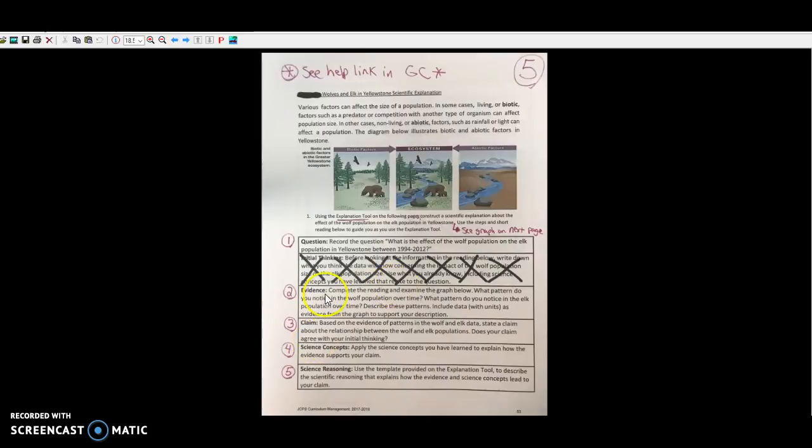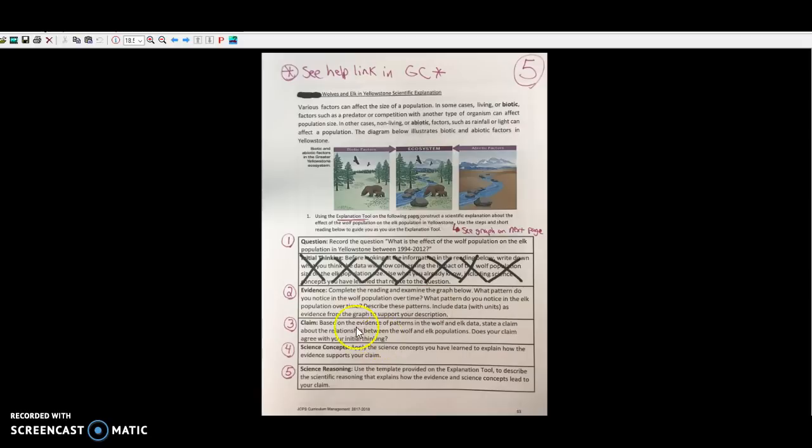So for step 2, we did it. It says complete the reading, examine the graph below on the other page. What patterns do you notice in the wolf population over time? What patterns do you notice in the elk population over time? Describe these patterns, including data with units, as evidence from the graph to support your description. So that's what I was saying. You need to use real numbers.